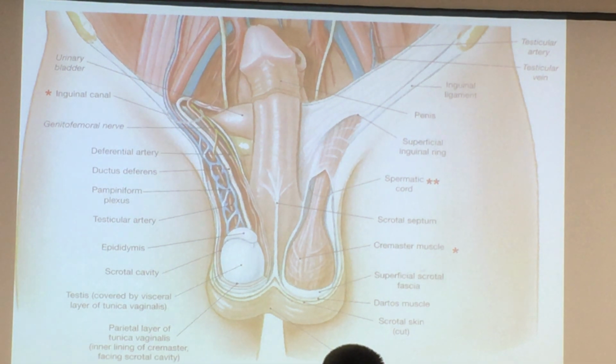It not only covers the testes, it also covers the spermatic cord. The muscle goes all the way up. So during cold weather, it can contract and pull the testes up close to the body. And outside is the dartos muscle, which lets you control the surface of the scrotum.